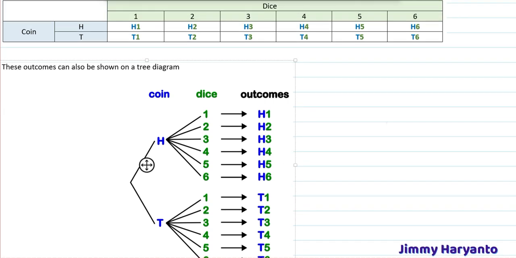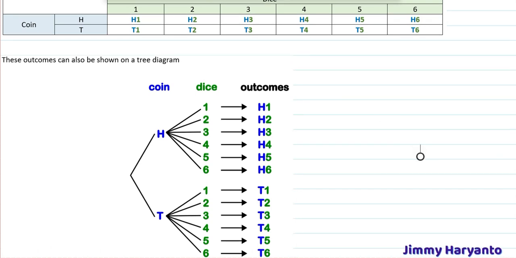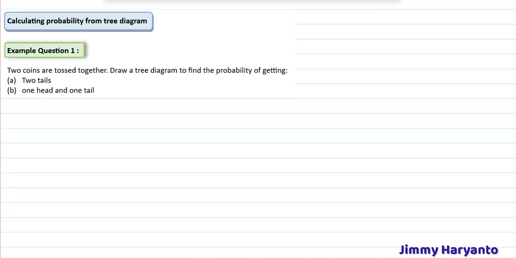As you can see, the outcome is the same as the table of probability. That means you can use a tree diagram or a table to list the outcomes. And then the next one is calculating probability from tree diagram. For the first question, two coins are tossed together. Draw a tree diagram to find the probability of getting two tails.